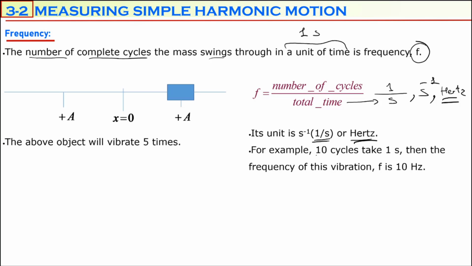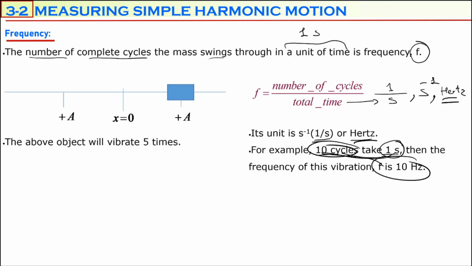For example, if 10 cycles take place in 1 second, in 1 second, how many cycles are there? 10 cycles. So number of cycles in 1 second is called what? Frequency. Frequency is how much? 10. So if there are 10 cycles in 1 second, then you can say that frequency of this vibration is 10 Hertz. How many cycles are there in 1 second is defining the frequency.